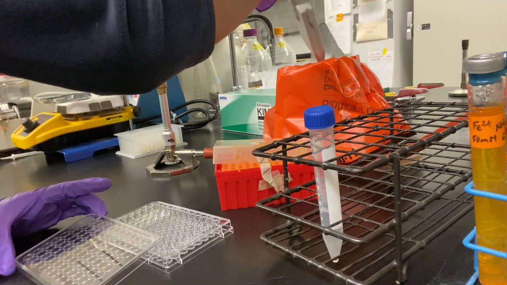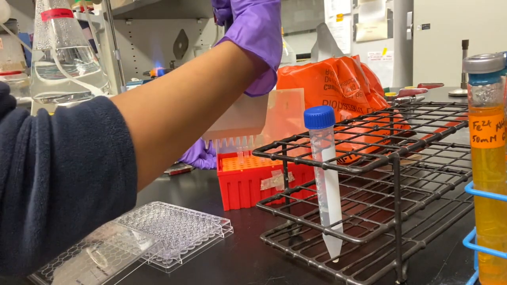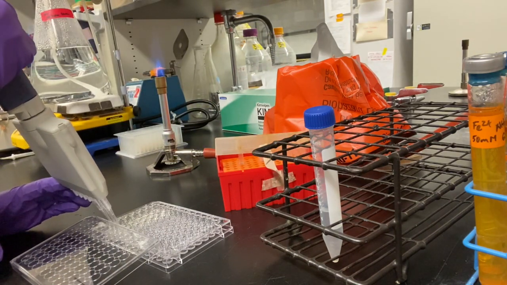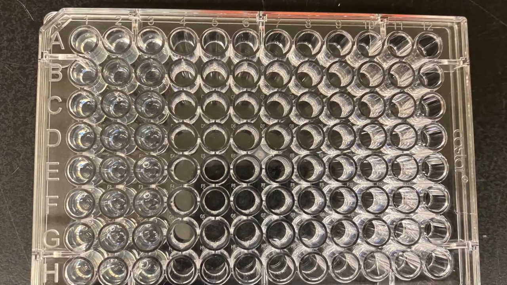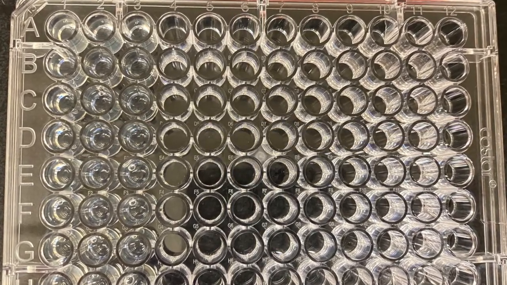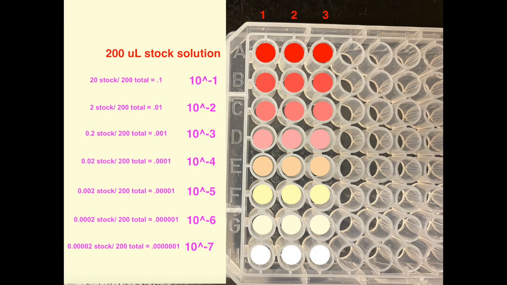The final 20 microliter transfer from row H is discarded. The microtiter plate will now contain 180 microliters in all wells with the most concentrated solution in A, which contains the stock solution of the bacteria. Here's a diagram of the dilution series we have created, with the most concentrated solution in row A with the original stock of bacteria and the least concentrated solution in row H with a 10 to the minus 7 dilution factor.